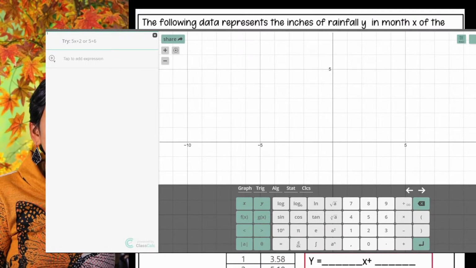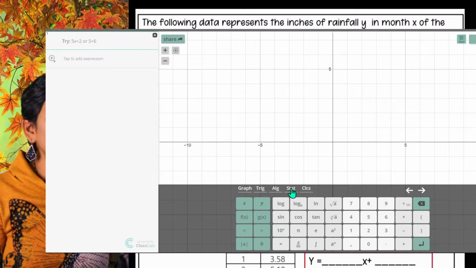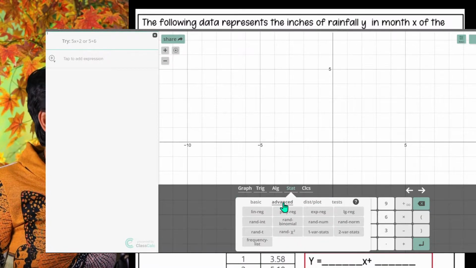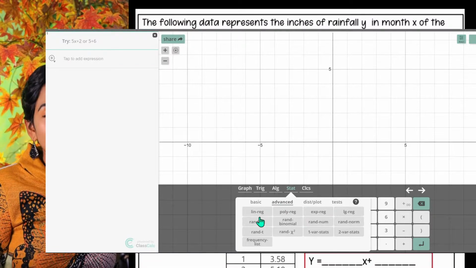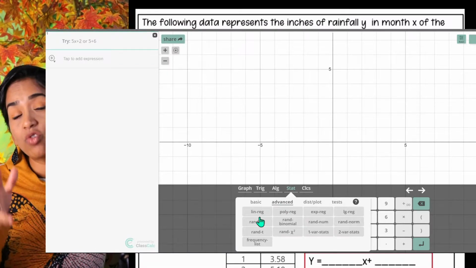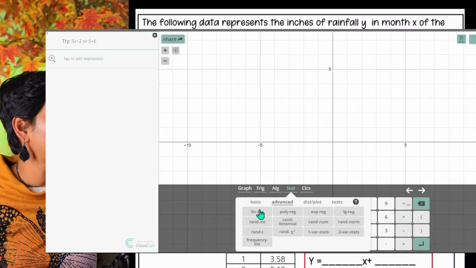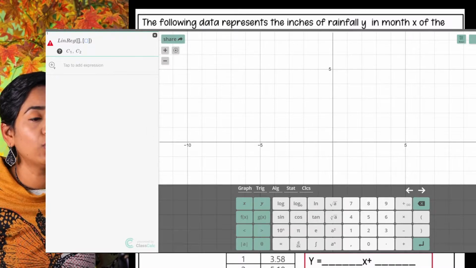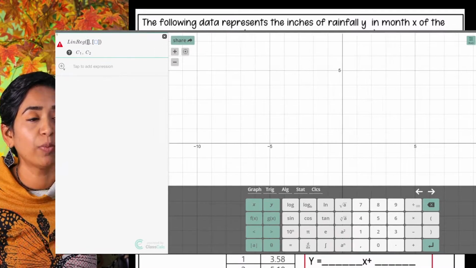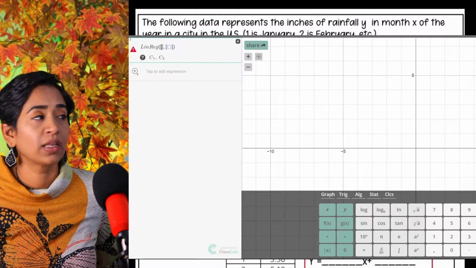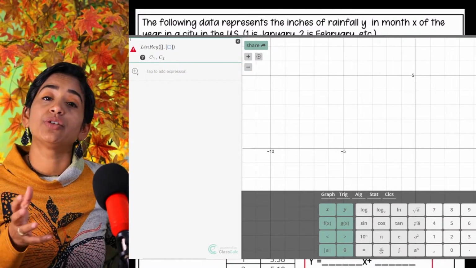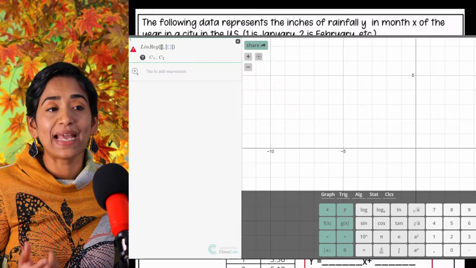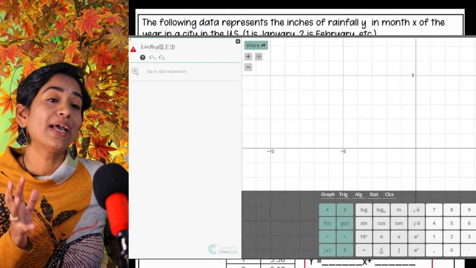You go to stats, and I have to be in this window. Stats, then advanced, and then you pick linear regression. Again, you are looking at linear regression only. As soon as you pick that, this window pops up on this side and asks you for the linear regression inputs. That means the first one has to be your x values and the second one has to be your y values. Let me go ahead and plug them in.